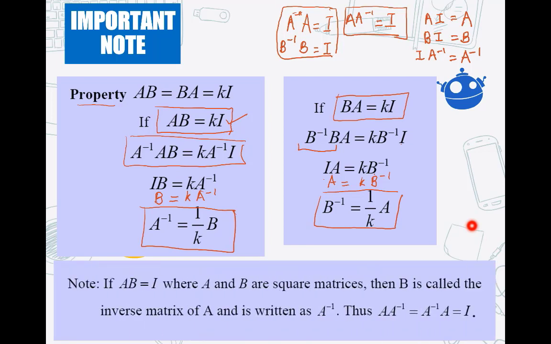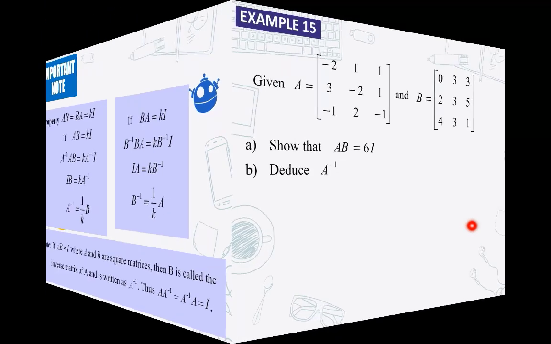Now note, if AB equals I, that means there's no scalar, just I, where A and B are square matrices, then B is called the inverse of matrix A, and it is also written as A inverse. Thus, A times A inverse equals A inverse times A equals identity. So this is very important. This is a very important property.